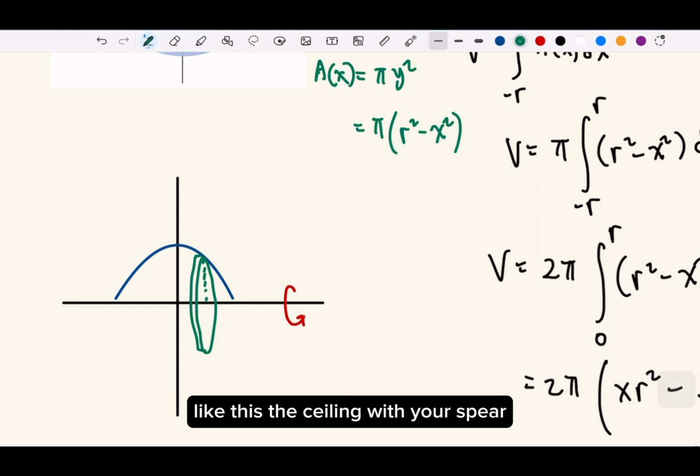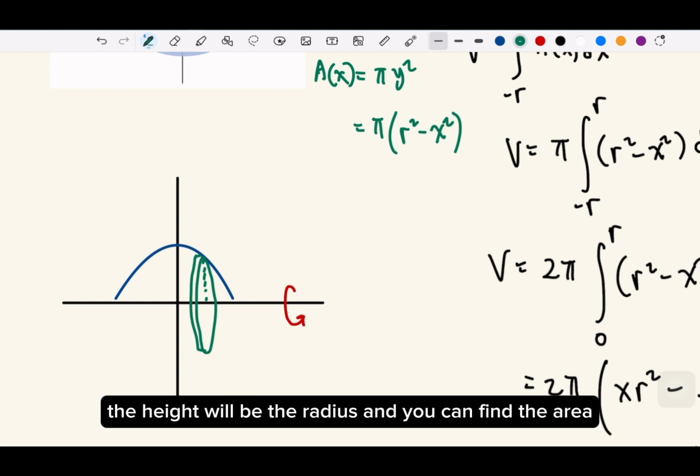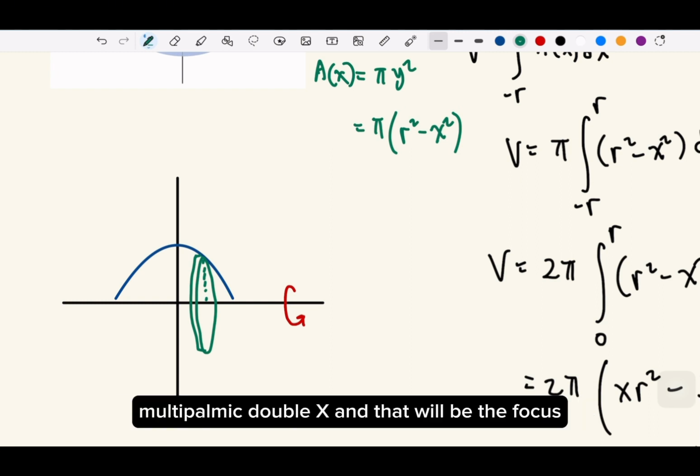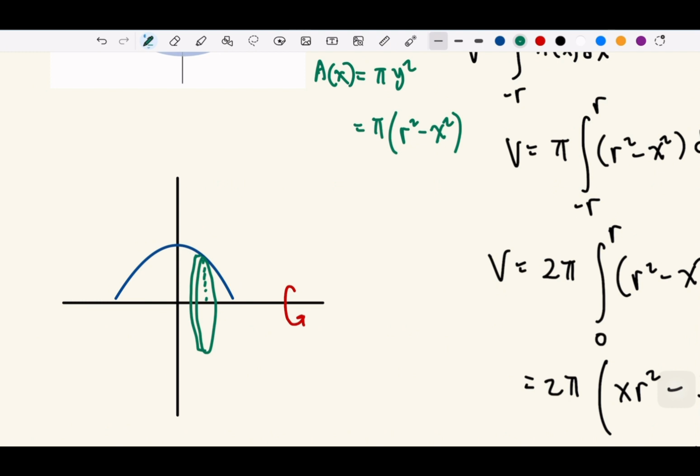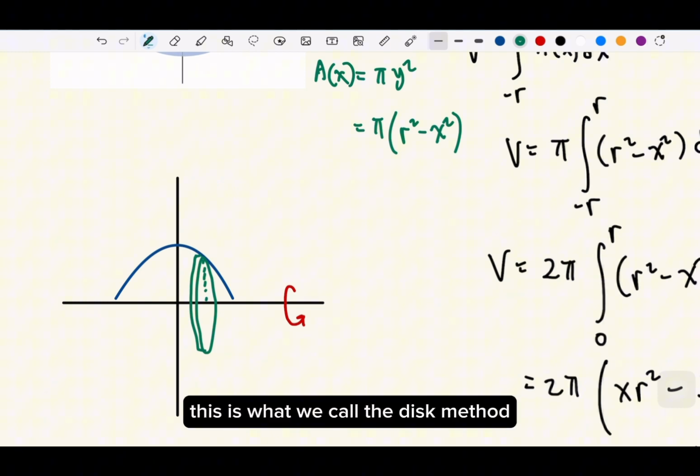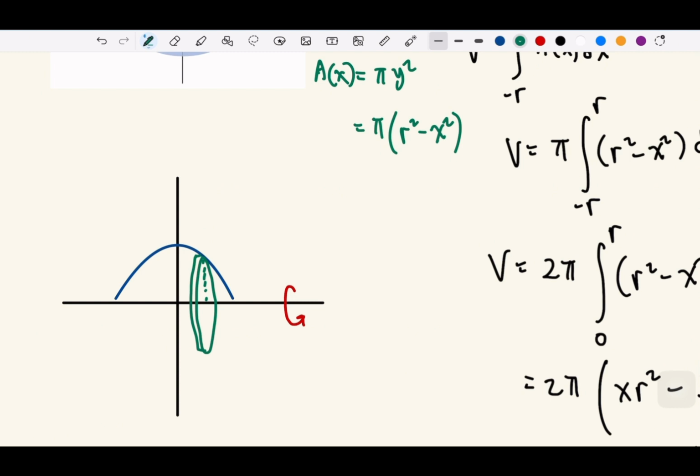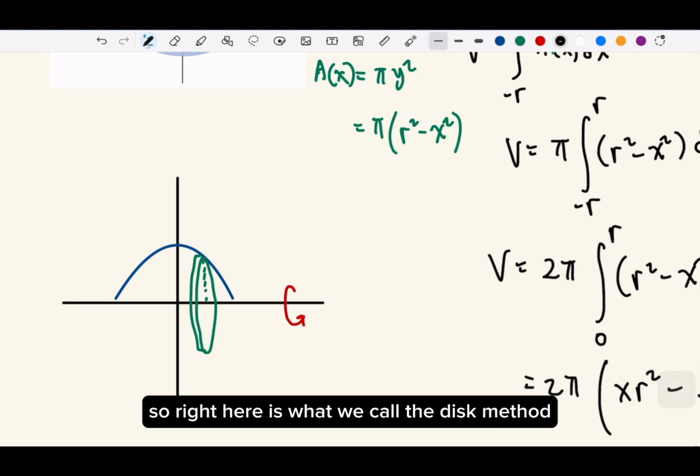It is similar to your sphere. When you cut down and slice it up, you have a circle, right? And this is also the same. You have something like a circle here, which you can approach with its radius. So the radius will be the function, the height. You find the area, multiply with delta x, and that will be the volume. This is what we call the disk method.